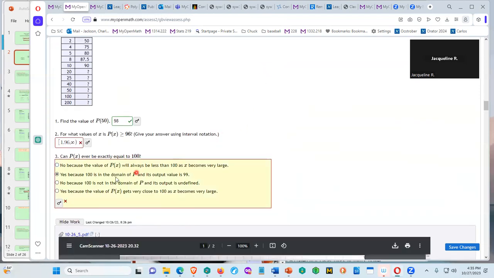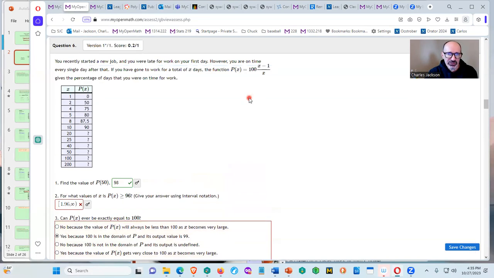So let's see, which one is that? No, because the value of p of x will always be less than 100 as x becomes very large. That's true. That could be a good answer. No, because 100 is not in the domain of p. But actually it is in the domain of p. There it is right there, and there's a perfectly good output, 99, for it. So the answer is the first one here, because as I was explaining, even when x gets very large, it's still not going to be 100.